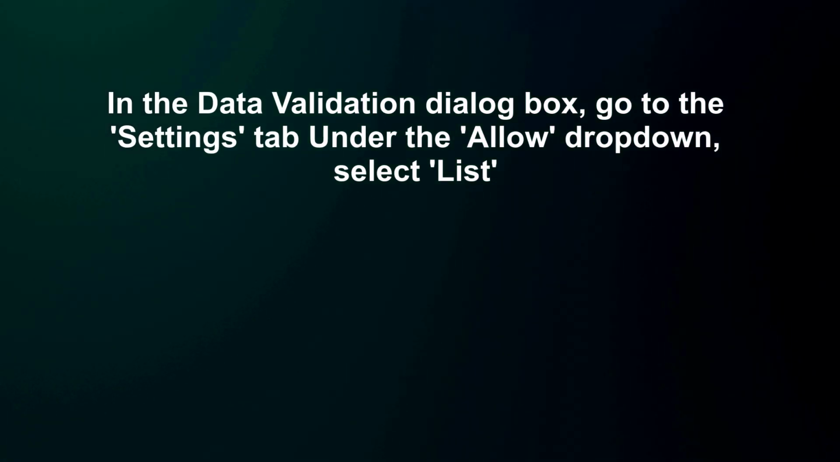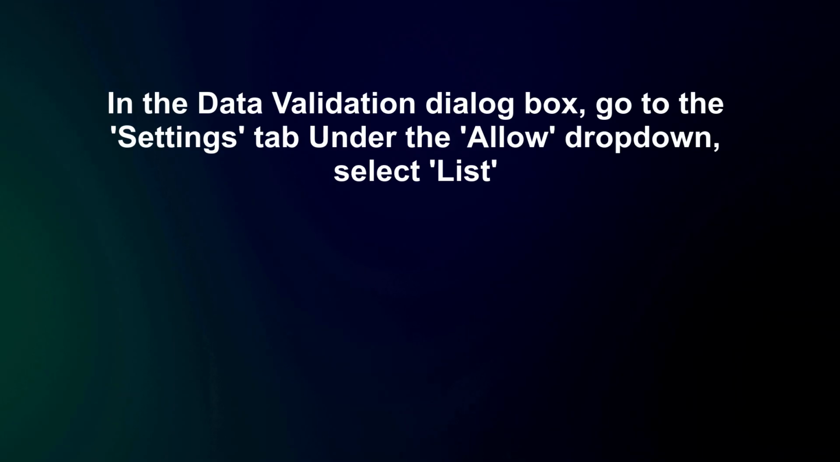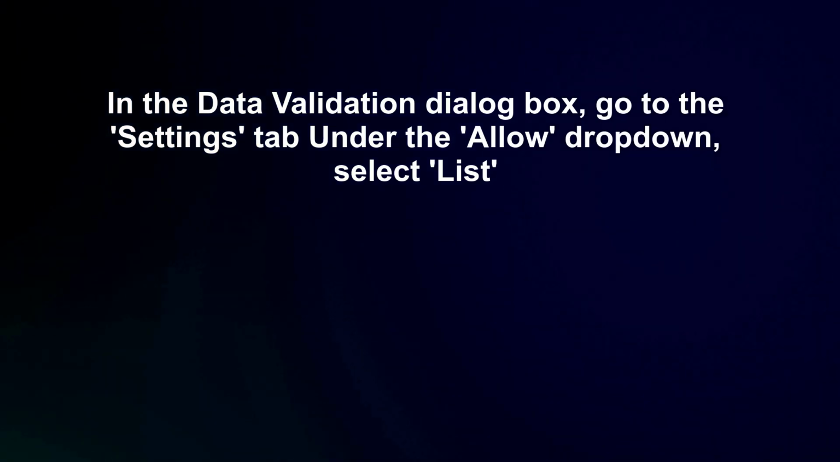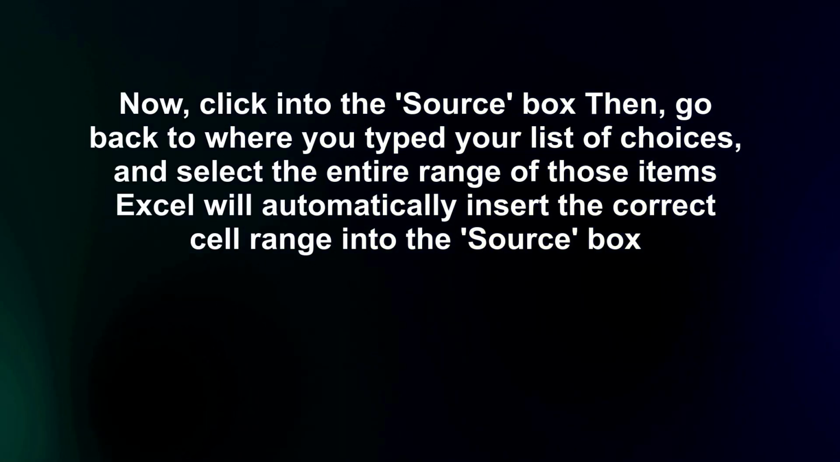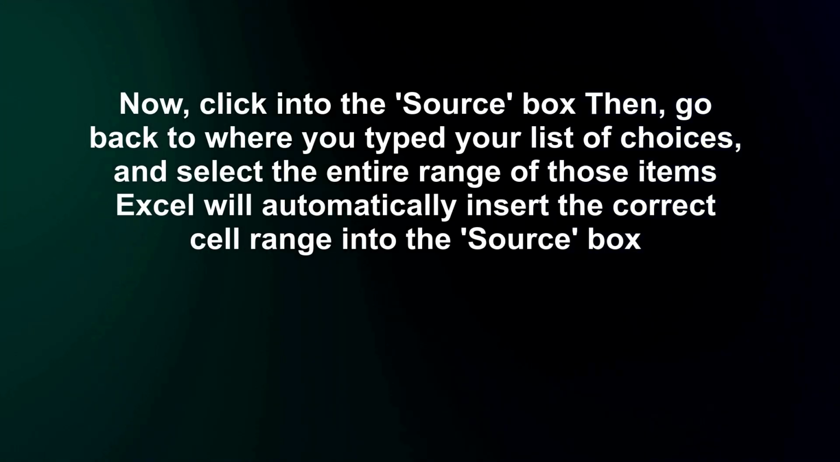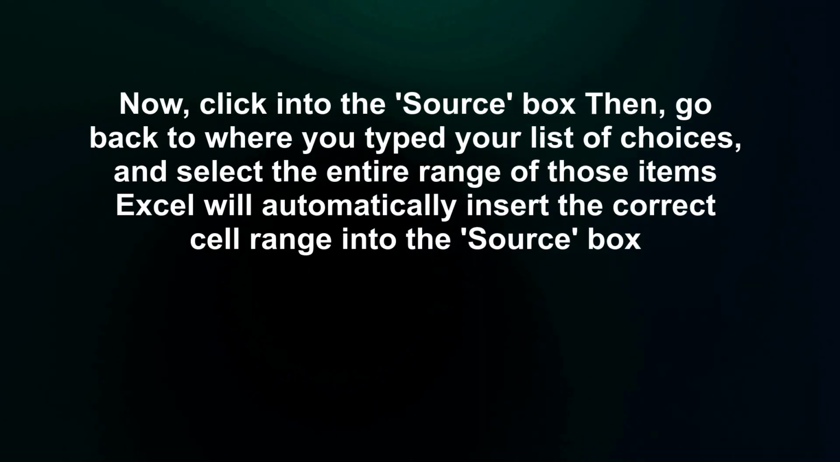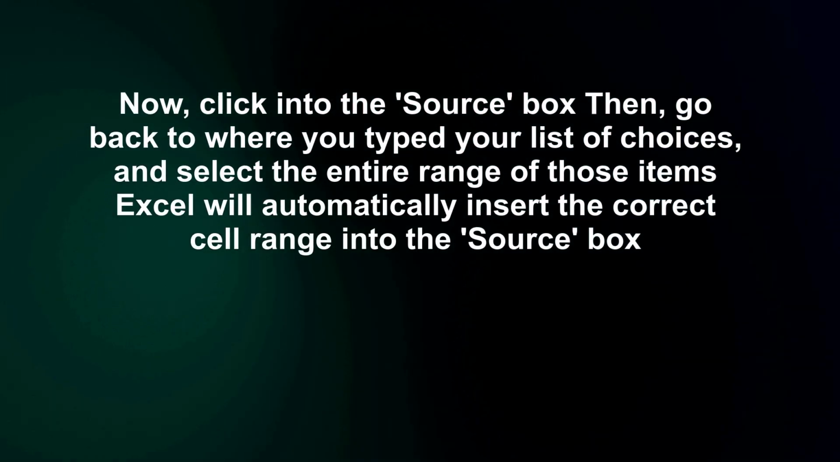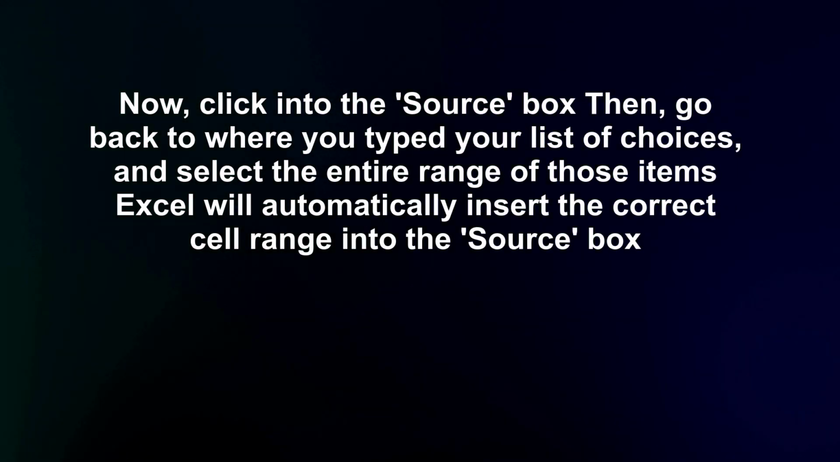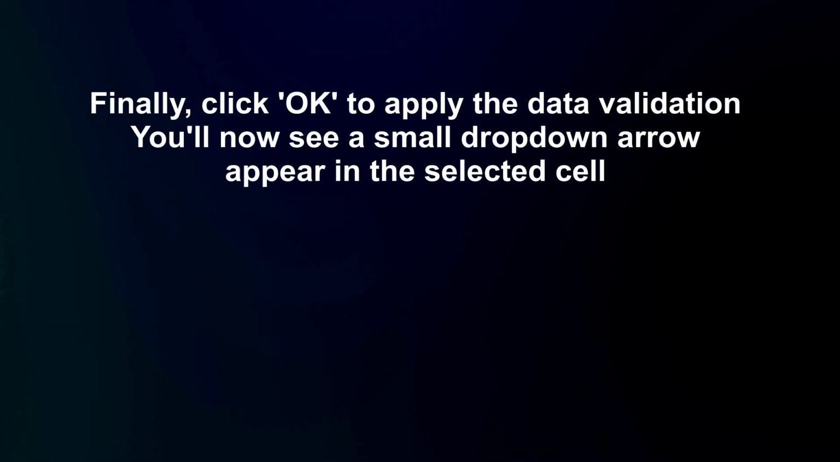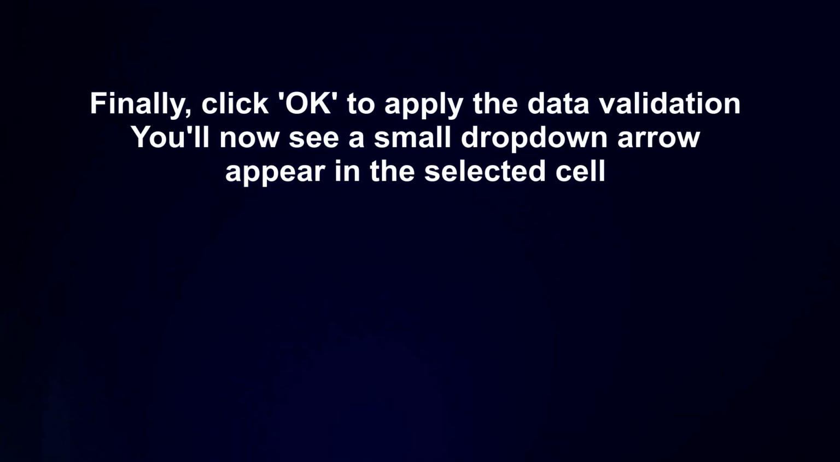In the Data Validation dialog box, go to the Settings tab. Under the Allow drop-down, select List. Now, click into the Source box, then go back to where you typed your list of choices and select the entire range of those items. Excel will automatically insert the correct cell range into the Source box. Finally, click OK to apply the data validation.